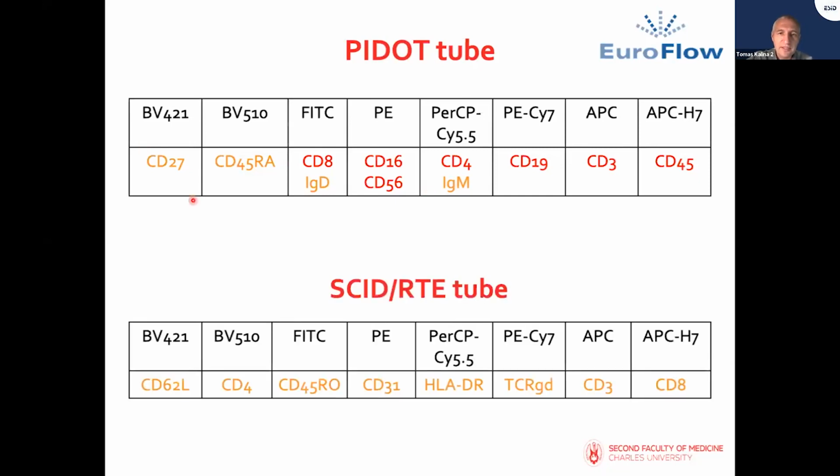And the SCID RTE tube contains the other isoform, the CD45RO, to make it complementary with the first tube. And then there are markers that still allow us to identify naive cells, CD62L and CD45RO, and then the recent thymic emigrants positive for CD31, activation by HLA-DR, and we can also check whether the T cells are TCR gamma delta, or if they are gamma delta negative, then they should be alpha beta positive.